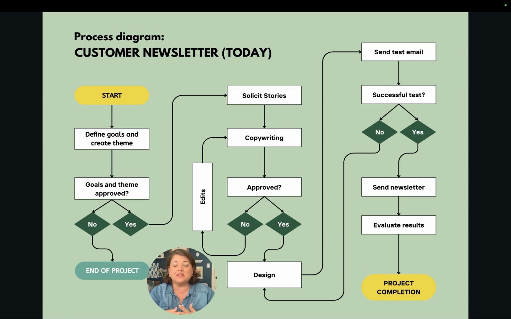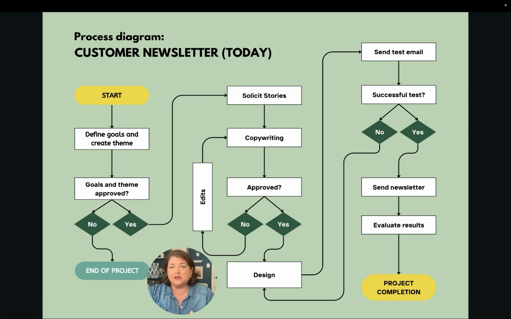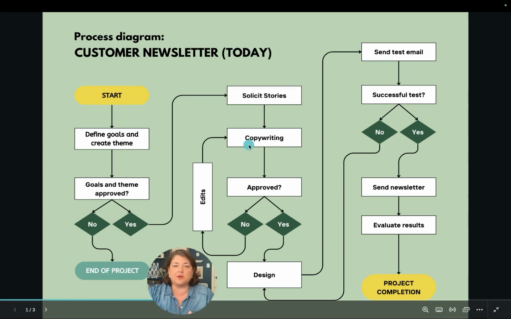So what we see here is just a very simple diagram of where you're starting. A lot of times teams define the goals and create the theme for the newsletter. If you're doing this every month, you're doing this once a month. And then from defining goals and creating the theme, a lot of times people need to go and get approval for the goals and the theme. So that's what you have here. If the theme and goals are not approved, it may actually kill the newsletter project. Or you're going, hey, yeah, it looks great. Maybe we tweak a couple of goals, or maybe we tweak the theme, and then you move forward.